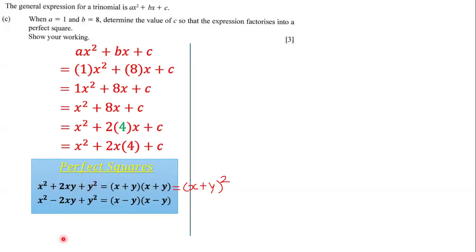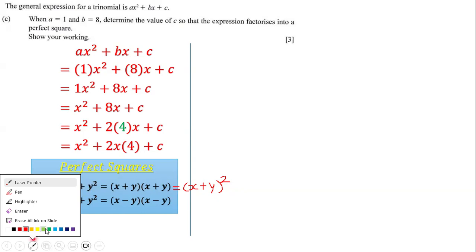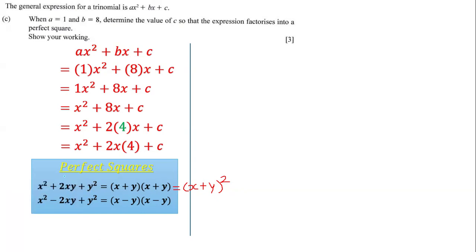And so if we compare the formula with what we have in our equation, we will see something important. Notice that this right here is x squared, all right? Then we have 2 here, and we have 2 here. Then we have x here, then we have x here. But then we have y here, and we have 4 here, all right?